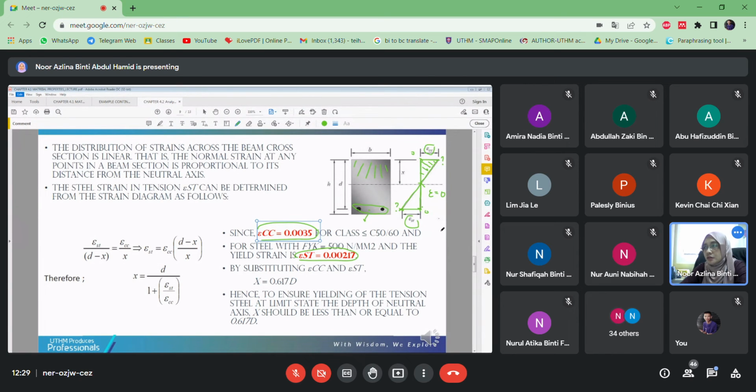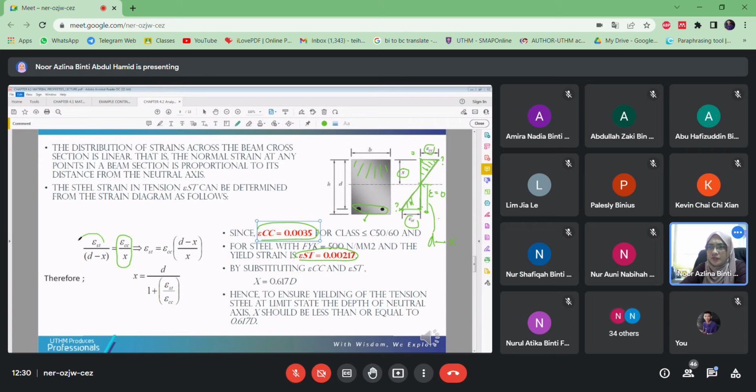Okay. This is how we draw the strain diagram. This is the strain. Okay, so just make it as a proportion here, which is this is the height for the top one, which is X. So ECC divided by X for the top portion. For the bottom portion of these triangles, which is EST divided by D minus X, right? The length here is D minus X.